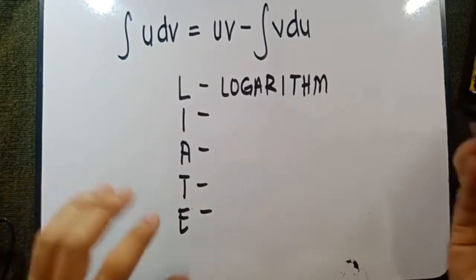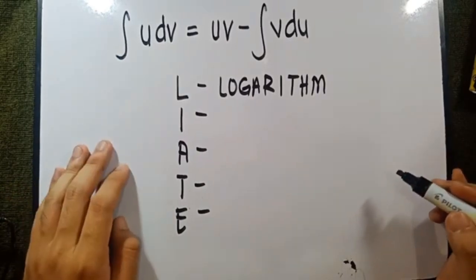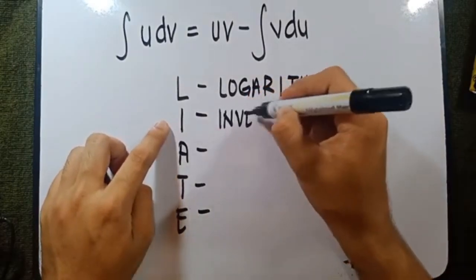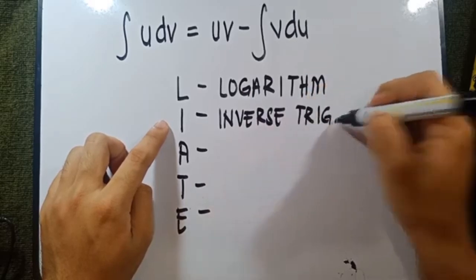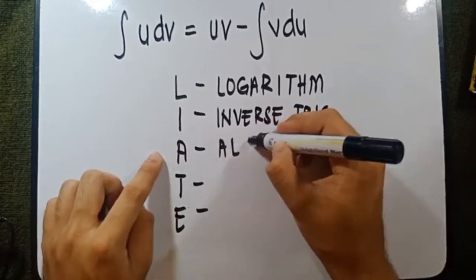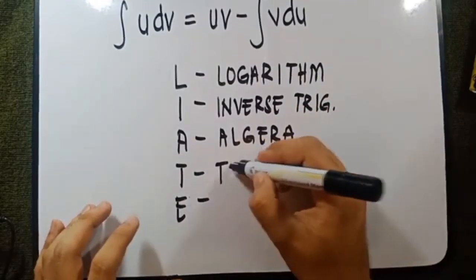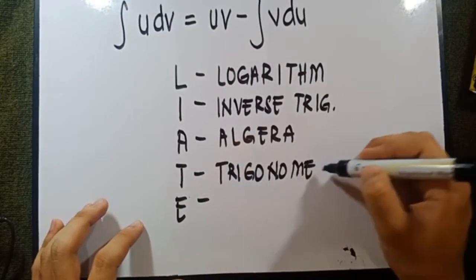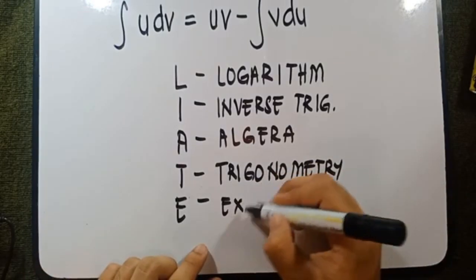So again, logarithmic expressions. Okay? Tapos, yung I naman is inverse, no? Inverse trigonometric functions, yung A, algebraic, so yung algebraic expressions, yung T, trigonometric expressions, then yung E, exponential.